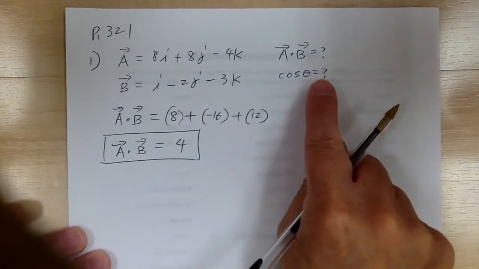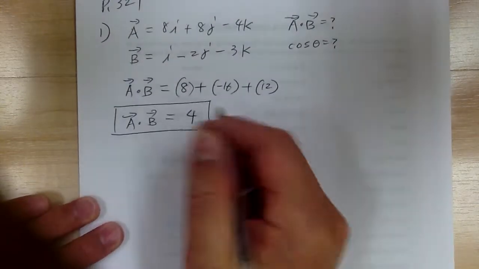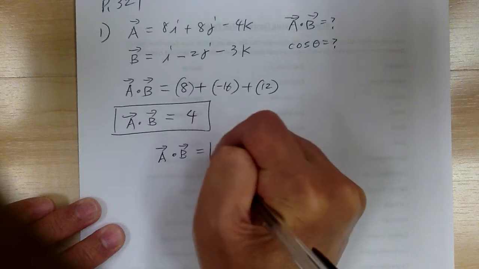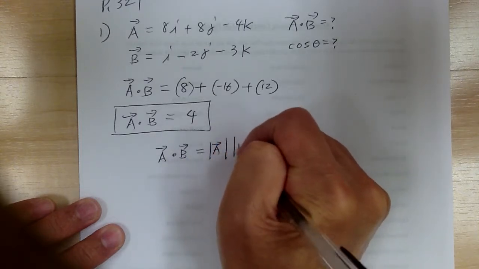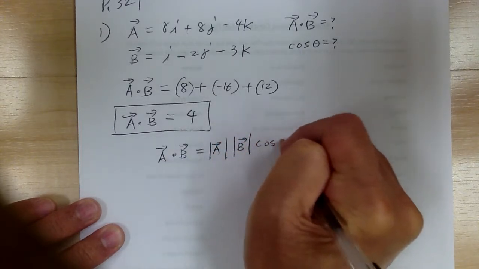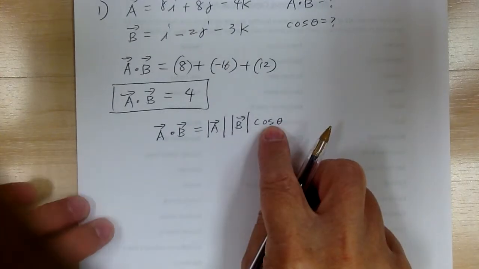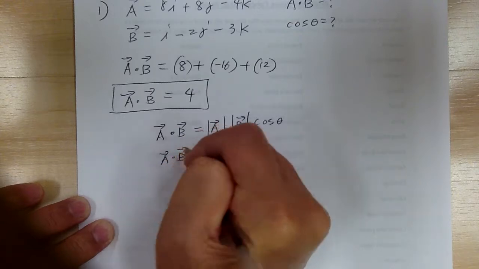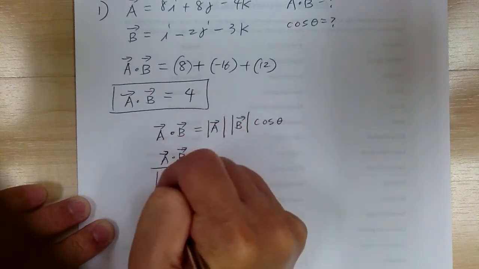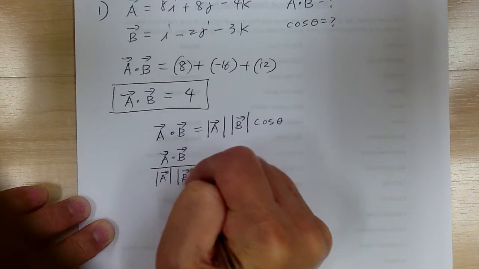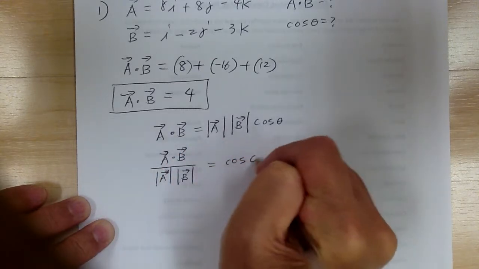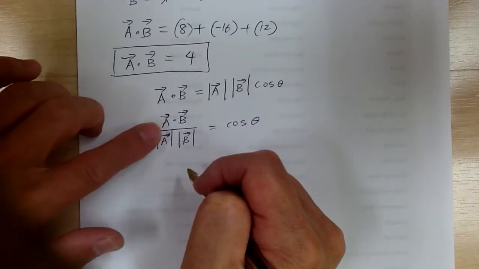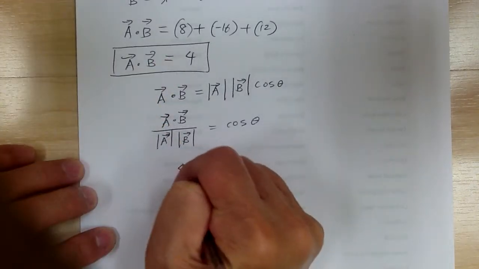Okay, for the next part, to find cosine theta, again you start with your equation. So A dot B equals the length of A times the length of B times cosine theta. So to get cosine theta, you divide. You get A dot B over the length of A times the length of B equals cosine theta. Go and substitute all the numbers in there. We already have A dot B. A dot B is 4.